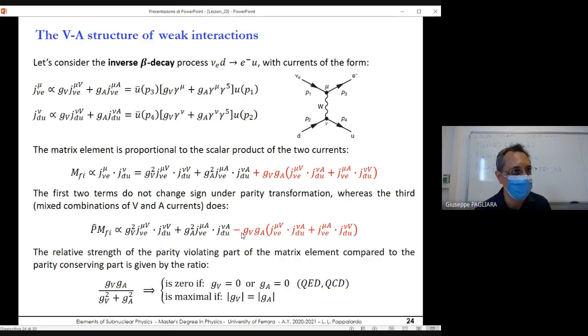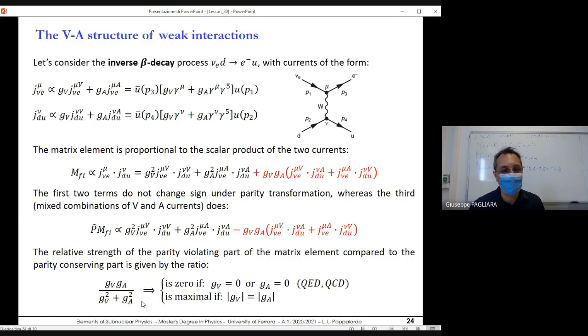Let's be now more precise about this. So let's compare those two objects. Essentially, the parity violating term is this mixed term, where we are mixing the vector and the axial vector currents. And the relative strength of the parity violating part of the matrix element compared to the parity conserved part is given by this ratio of the corresponding coupling constants. So this ratio would be 0 if GV is 0 or GA is 0. And we know that for QED and QCD, GA is 0 because the current is purely a vector current. And that's why we don't have parity violation in QED and QCD.